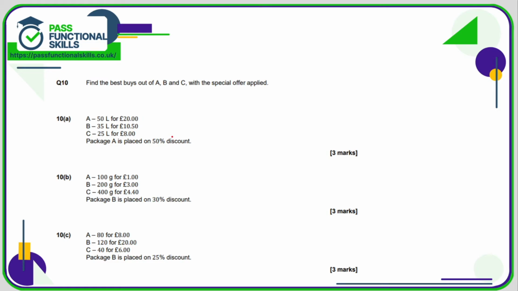So question number 10, we want to work out the best buys and take into consideration the discount as well. So package A is 50% off, so 50% is half price, so that is therefore £10. I'm not even going to bother looking at the 35 litres for £10.50, because 50 litres for £10 is certainly better. Here we've got 25 litres for £8, so 50 litres would be double that, which would be £16. So package A is the best value here.